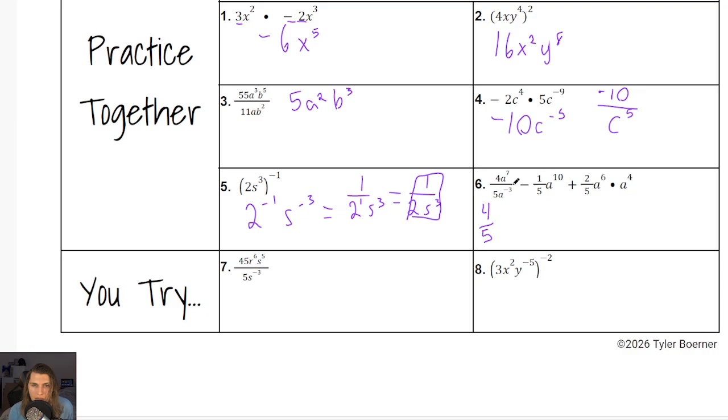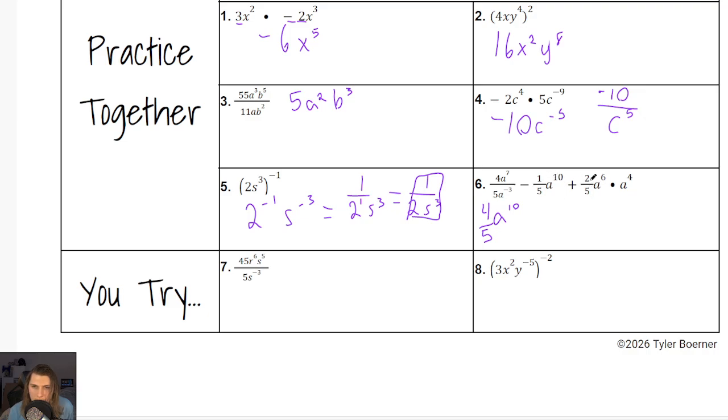Then we have a to the 7th divided by a to the negative 3rd. So again, when we divide, we're going to subtract our exponents. So 7 minus negative 3 is really a to the 10th.